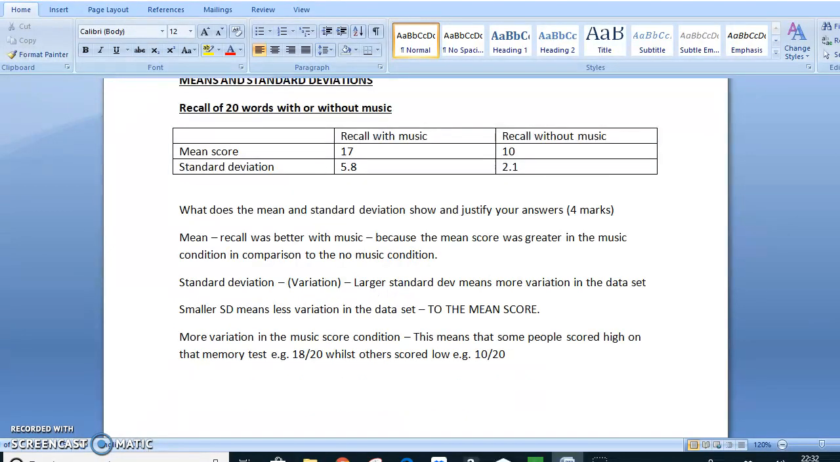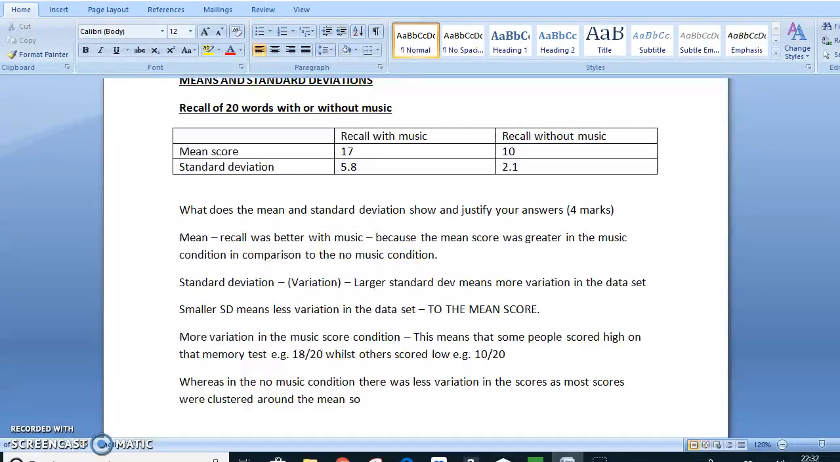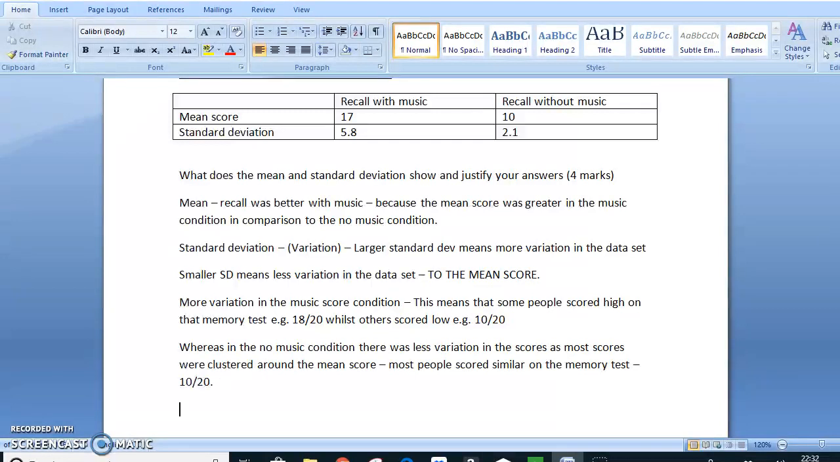So that's the first part of the standard deviation, but then we've got to look at what the 2.1 means. Whereas in the no music condition there was less variation in the scores, as most scores were clustered around the mean score. What that means is most people scored similar on the memory test. So most people got 10 out of 20 in that condition, because if you look back at the mean, that was what the mean suggested.